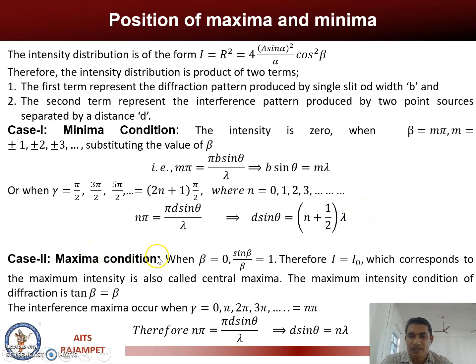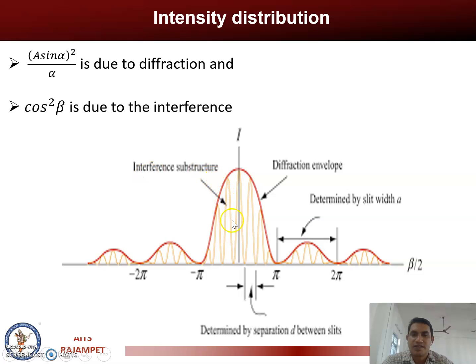Case 2, maximum condition. When alpha is equal to 0, sin alpha by alpha is equal to 1, therefore I is equal to I naught, which corresponds to the maximum intensity, also called the central maxima. The maximum intensity condition of diffraction is tan alpha equal to alpha. The interference maxima occur when gamma is equal to 0, pi, 2 pi, 3 pi and so on. We can write it like n pi. Therefore n pi is equal to pi d sin theta by lambda, or d sin theta is equal to n lambda. This is the intensity distribution due to the double slit diffraction.